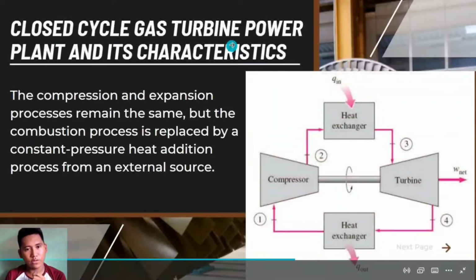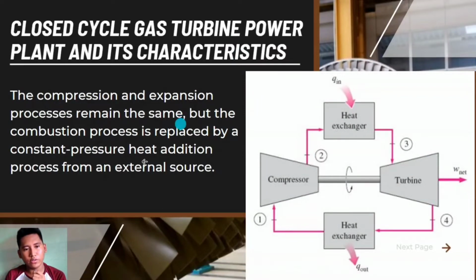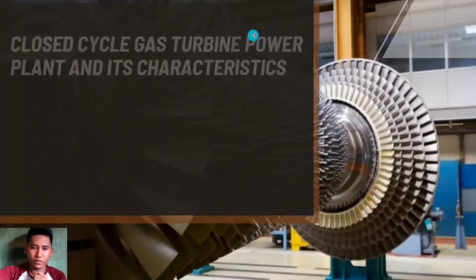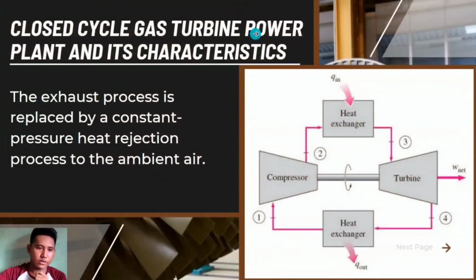Closed cycle gas turbine power plant and its characteristics. The compression and expansion processes remain the same, but the combustion process is replaced by a constant pressure heat addition process from an external source. The exhaust process is replaced by a constant pressure heat rejection process to the ambient air.